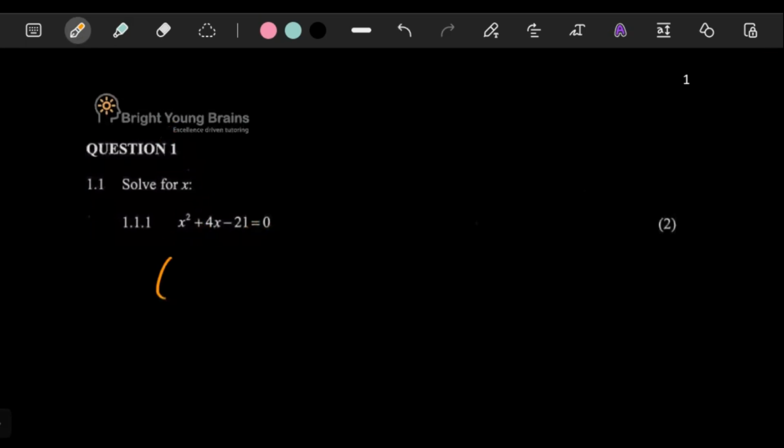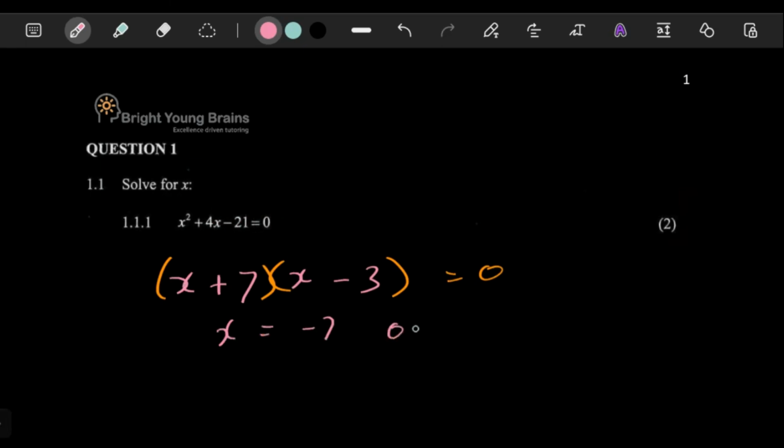So anyways, here we can easily work out our values of x by factorizing. Factors of 21, that gives us a 4, it's 7 and 3. To get a positive 4, we know the big number has to have a positive value and the small one has to have a negative. So we're going to get here x is equal to negative 7 or x is equal to positive 3.